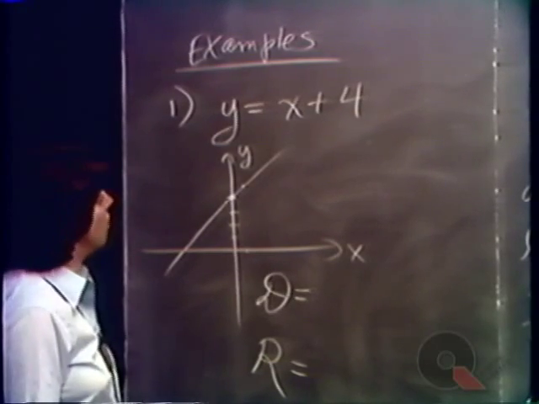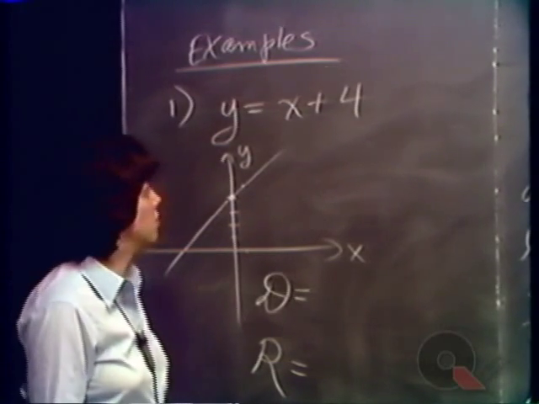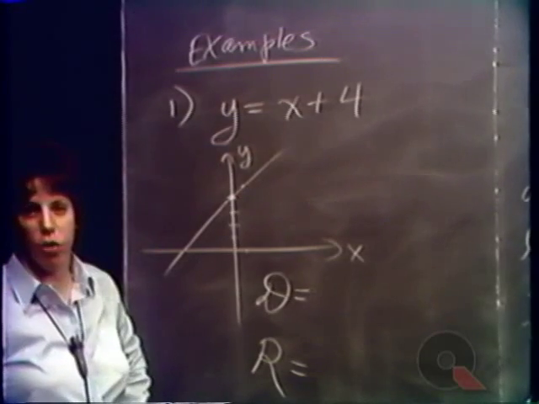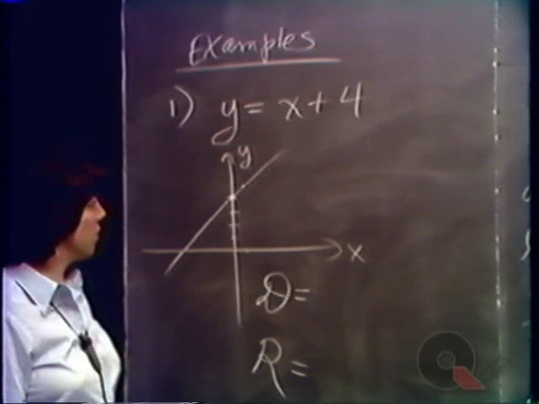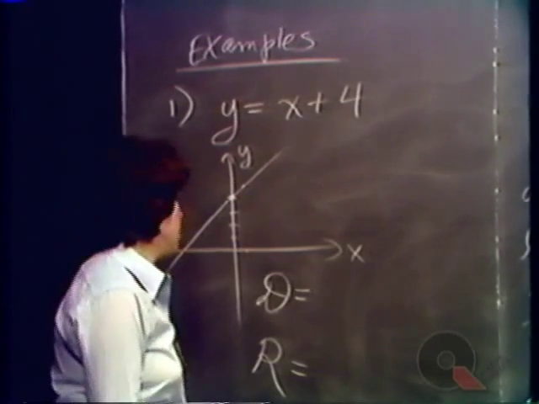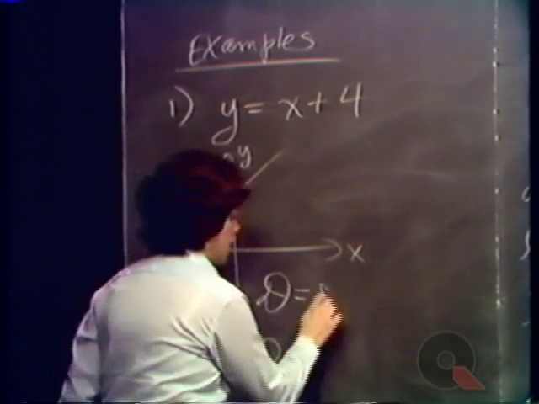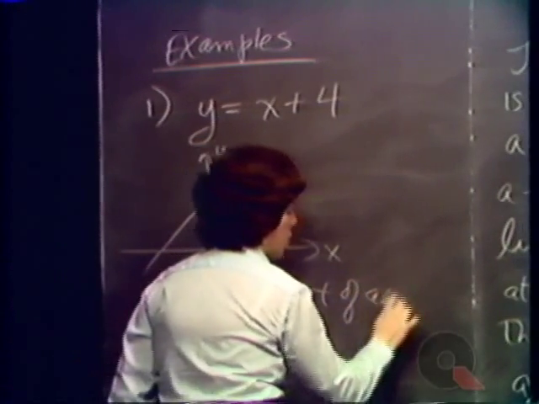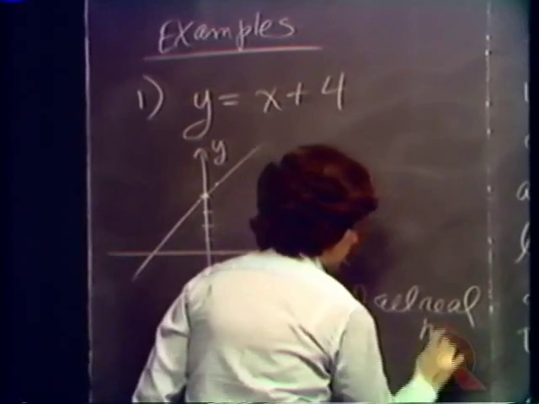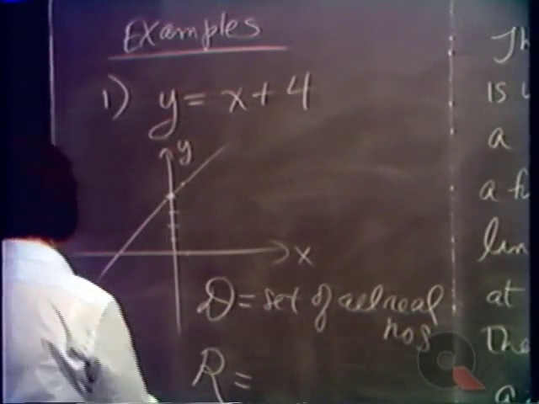Well, in this case, since we have no fraction, we don't have to worry about division by 0, and we don't have any square root, so we don't have to worry about the square root of a negative number. Basically, the domain is the set of all real numbers in this instance.